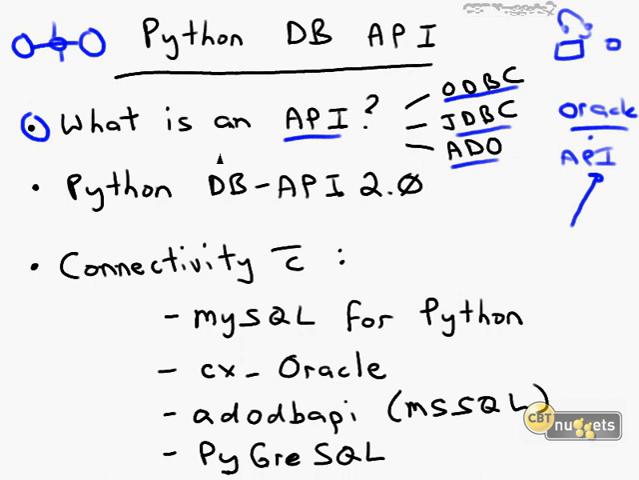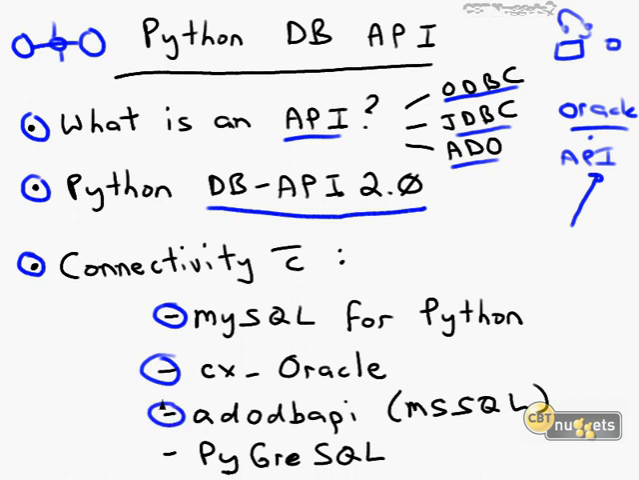Now, what's crucial for us as Python developers is that we need to understand that the API published by Python to support connectivity with relational database systems is called DB API version 2.0. Now, the good news is that there are lots and lots of API providers. Therefore, you can quite easily hook in Python to any contemporary RDBMS. There's the MySQL for Python library, there's cx_Oracle for Oracle, there's ADODB API for connectivity with Microsoft SQL Server, there's PyGreSQL for PostgreSQL, and the list just goes on and on.